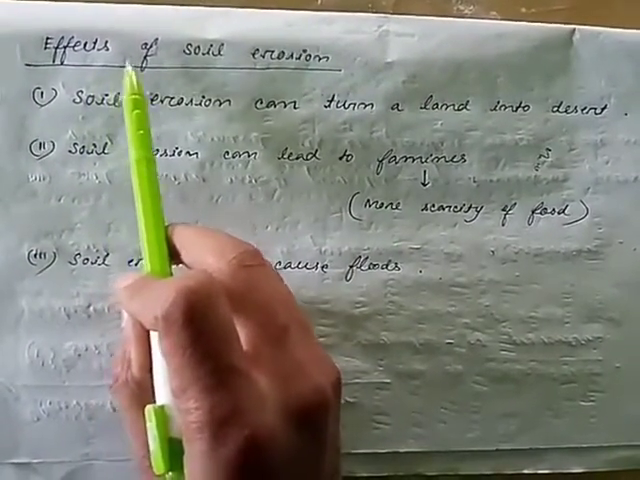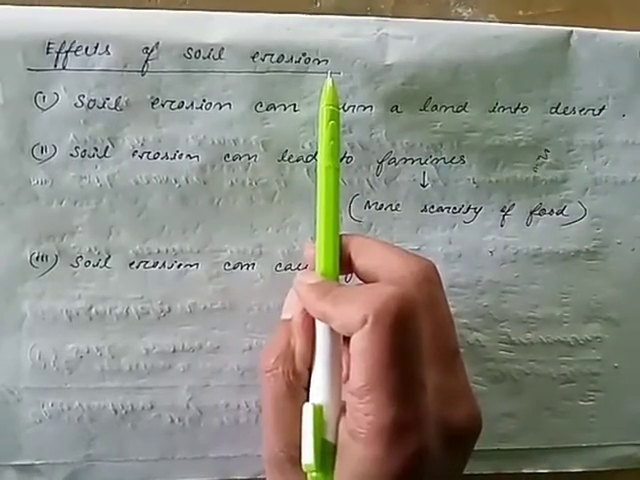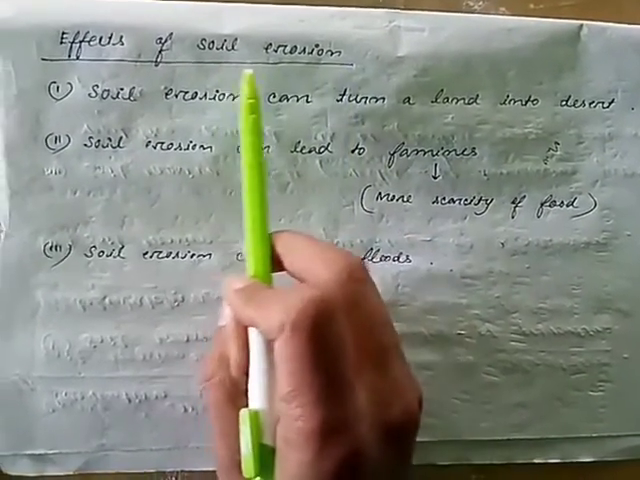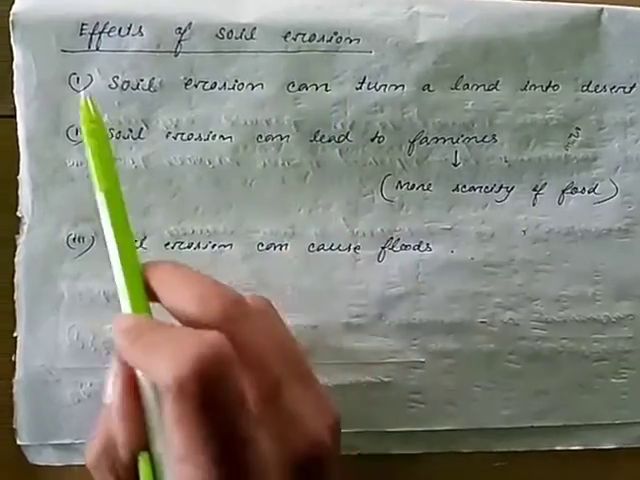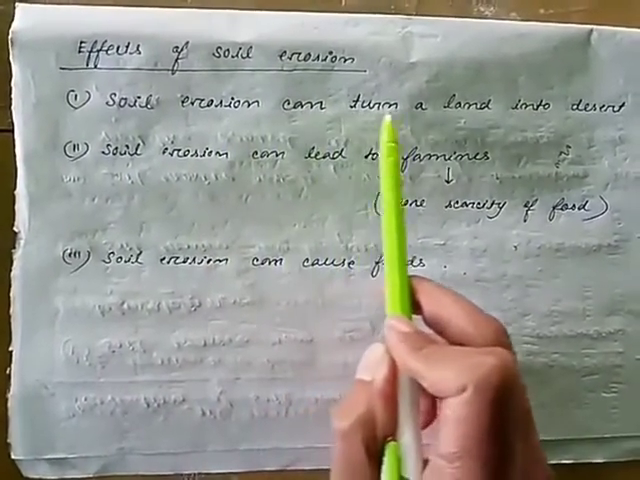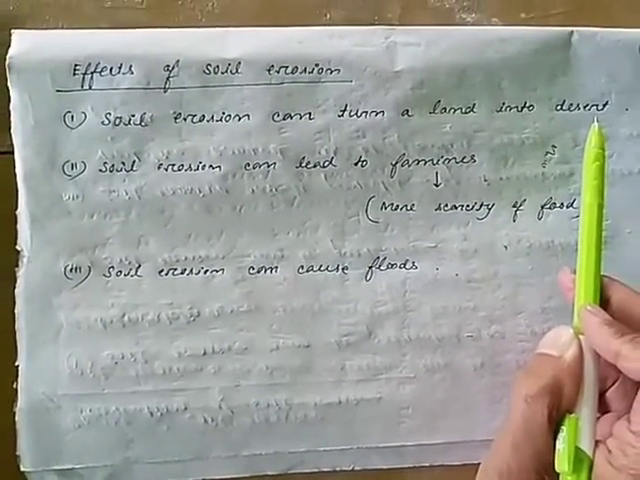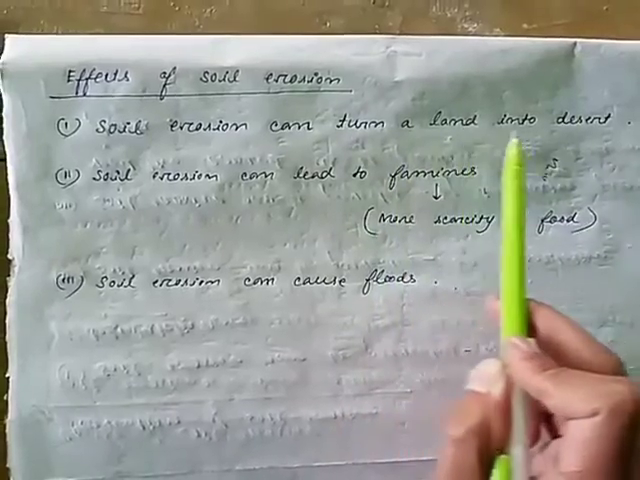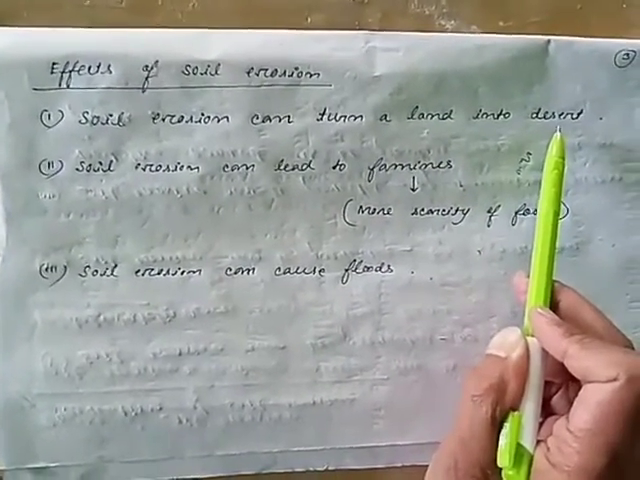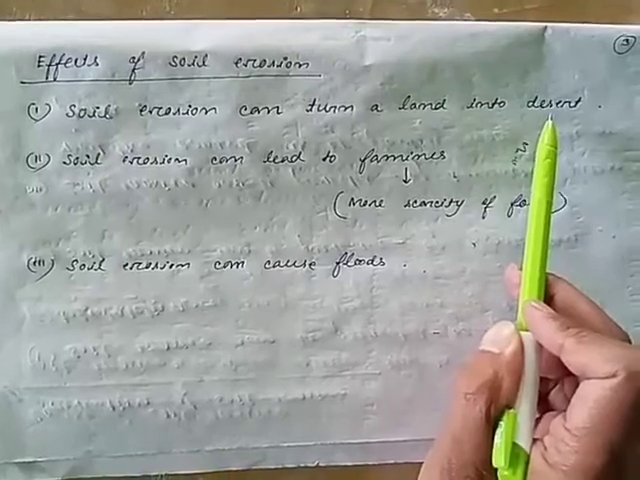Now, what are the effects of soil erosion? Soil erosion can turn a land into desert. How can soil erosion turn a land into a desert? See, when soil erosion occurs, what happens? The top layer of the soil is removed. When the top layer of the soil is removed, then what is left behind?